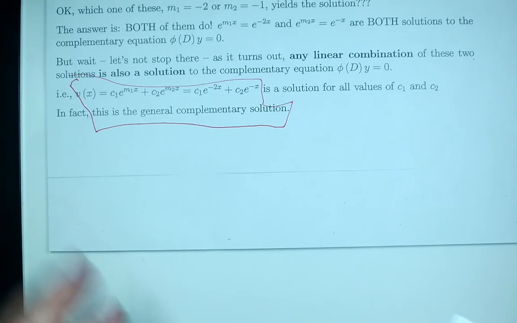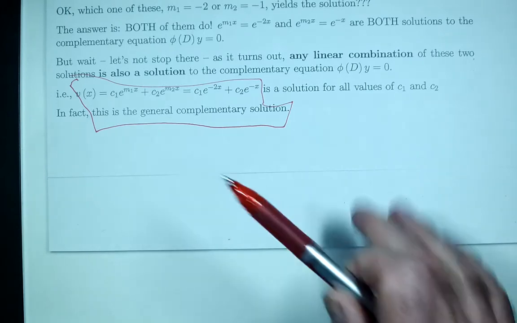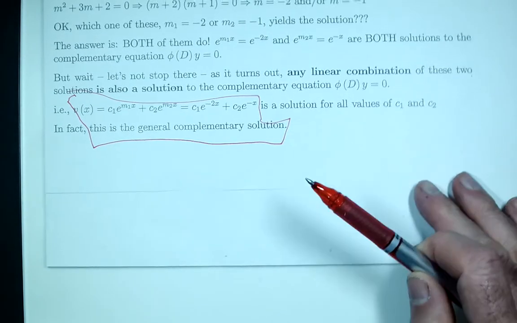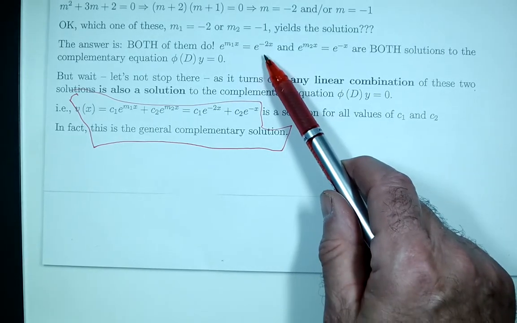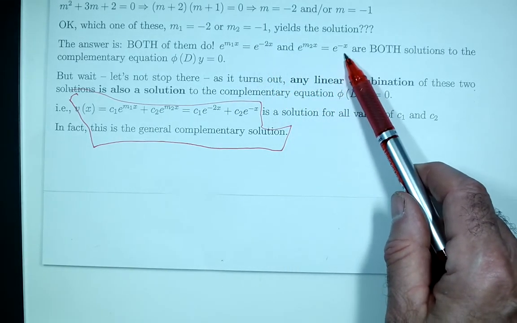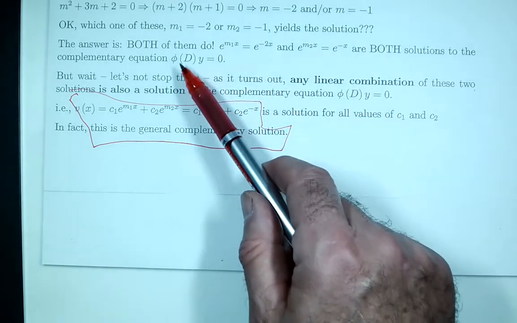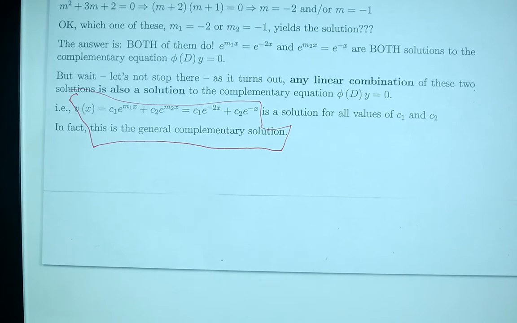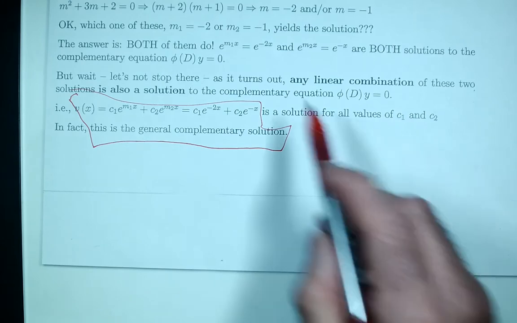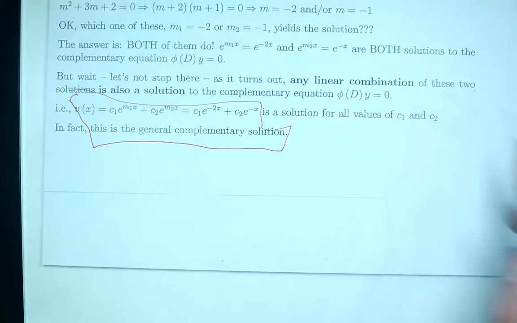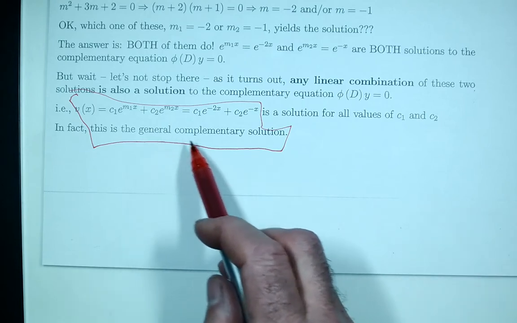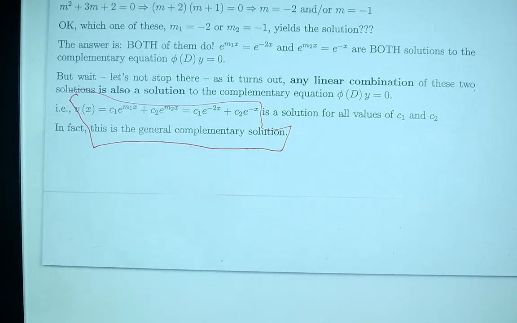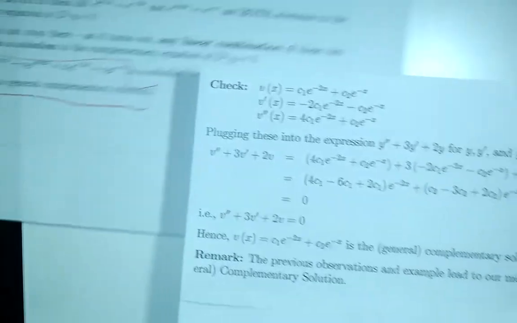But we had two independent solutions, e to the negative 2x and e to the negative x. They were both solutions of the complementary equation phi of D y equals 0. And I said that any linear combination of these two things is also going to be a solution to the complementary equation. And this is, in fact, the general complementary solution. Well, maybe I need to put up or shut up.